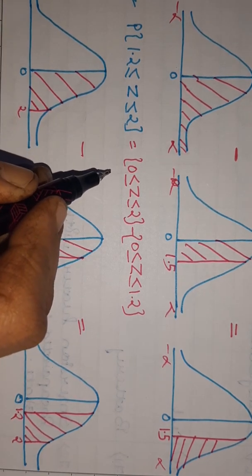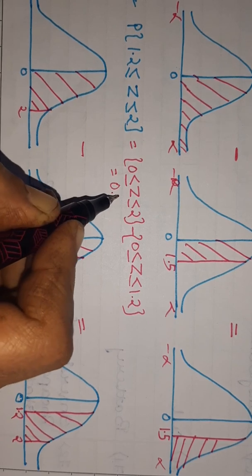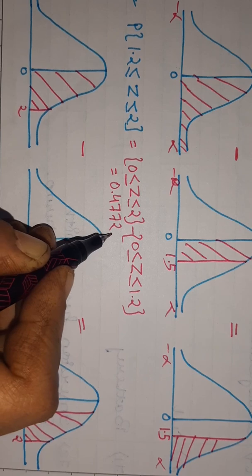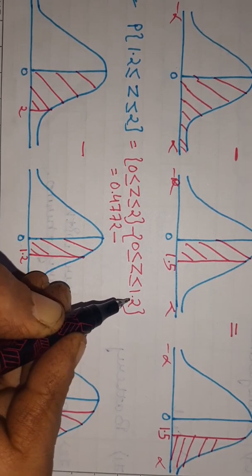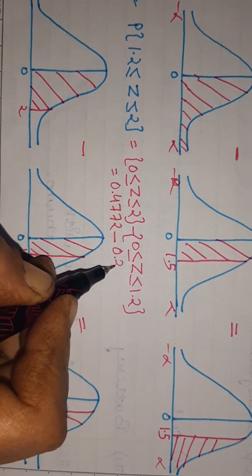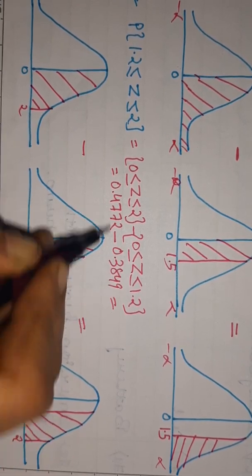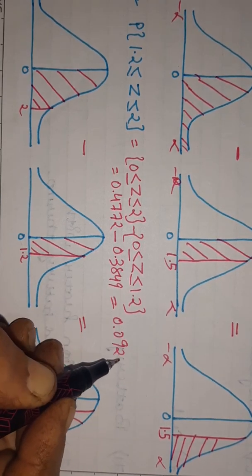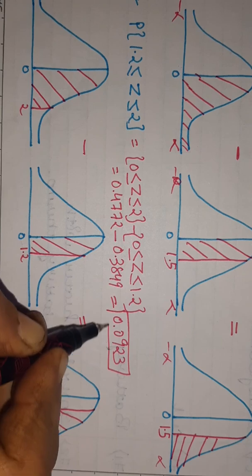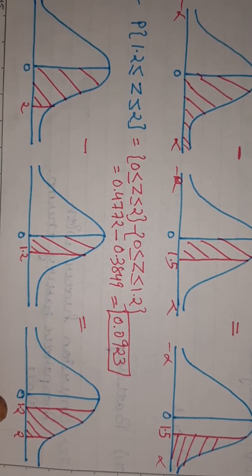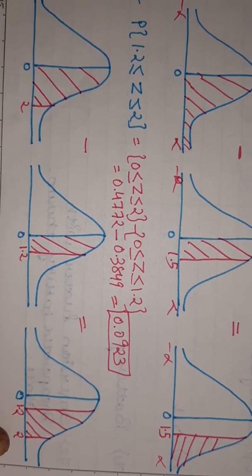Now from 0 to 2, the area we see in the z table is 0.4772, minus from 0 to 1.2, where we look up 1.2 in the table, that is 0.3849. When you subtract this, we get 0.0923. So this is how we find the area from 1.2 to 2.